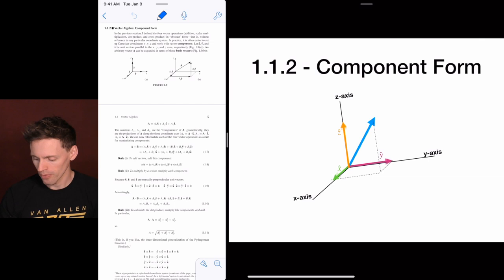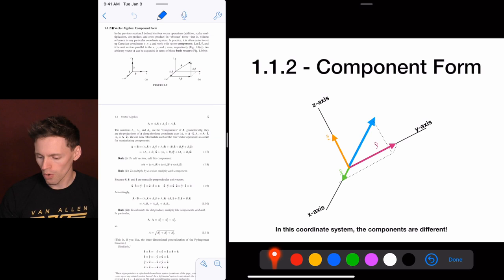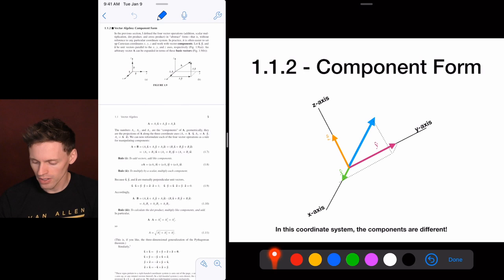Now notice if we just rotate our coordinate system, the components change, but the vector doesn't. So now we have different components because we're in a different coordinate system. The x got shorter, the y got longer, the z got shorter. The key thing that has to be maintained is that the length of the vector stays the same.